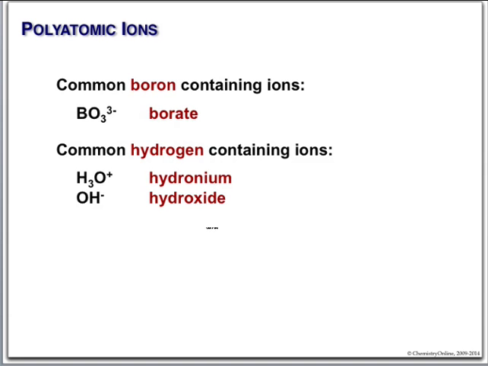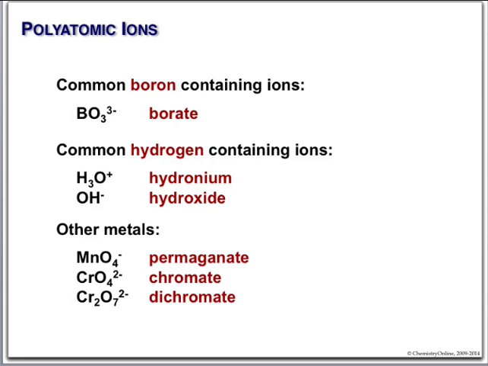Hydronium and hydroxide. We will deal with those when we do acids and bases. And these are other things that you see sometimes: permanganate, chromate, dichromate. Permanganate is the one you might see most often, MnO4, single negative charge. Potassium permanganate is a rich, deep purple, widely used to kill bacteria, to oxidize things in dirty water, etc. It's a water purification chemical.